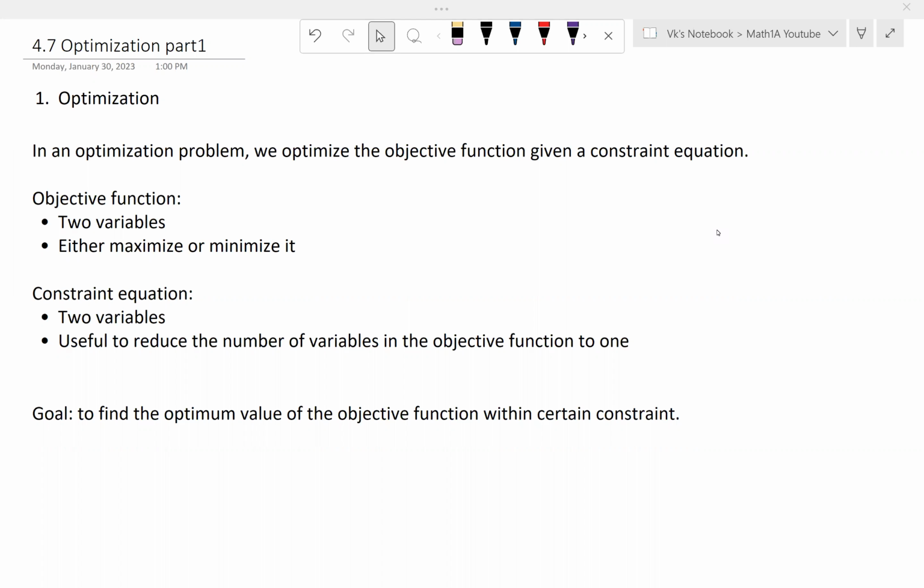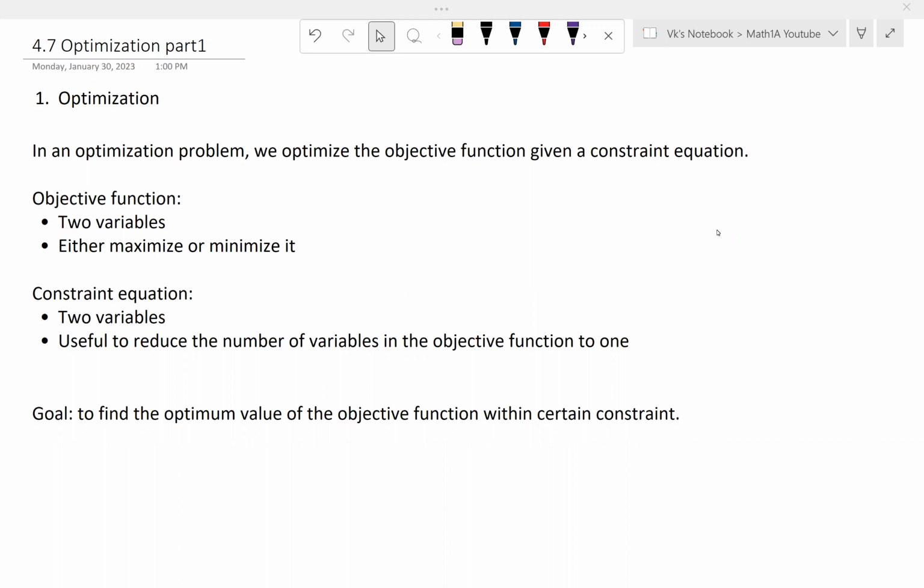1. Optimization. In an optimization problem, we optimize the objective function given a constraint equation. The objective function usually has two variables, and we either maximize or minimize it. As for the constraint equation, it usually has two variables, and it is useful to reduce the number of variables in the objective function to 1 by substitution. The goal in an optimization problem is to figure out the optimum value of the objective function within a certain constraint.